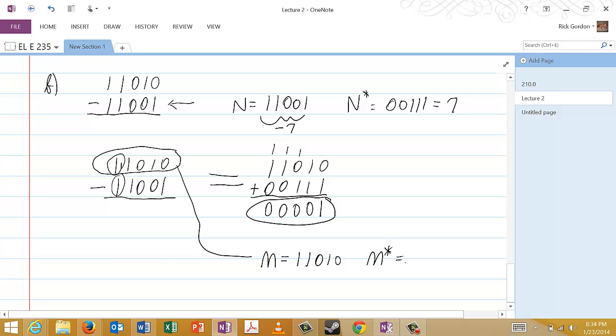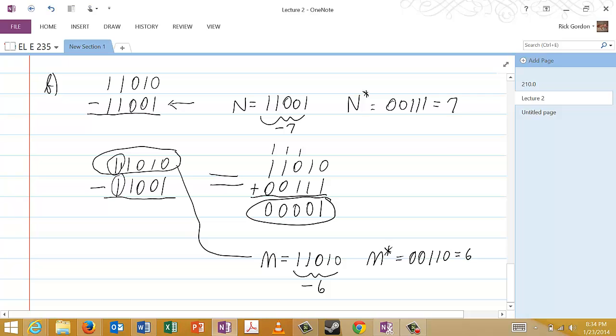And therefore the 2's complement of that, again, move from right to left, and complement everything to the left of the first one that you encounter. So you get 0, 0, 1, 1, 0. That's the 2's complement of m. Of course, we recognize that this number is 6, and therefore m itself must be negative 6.